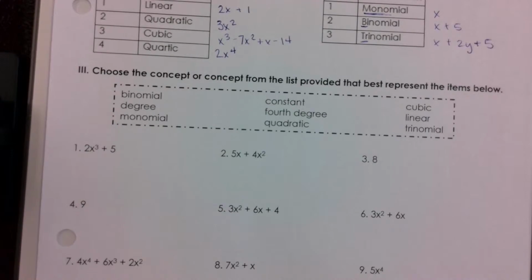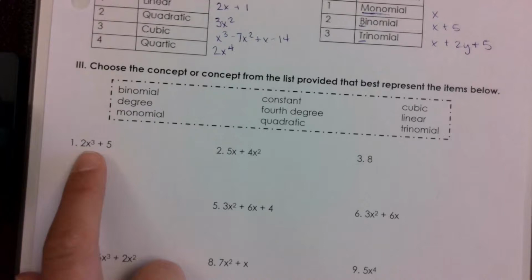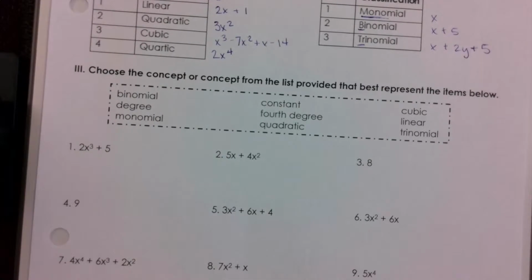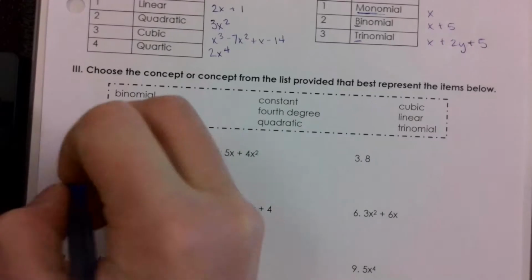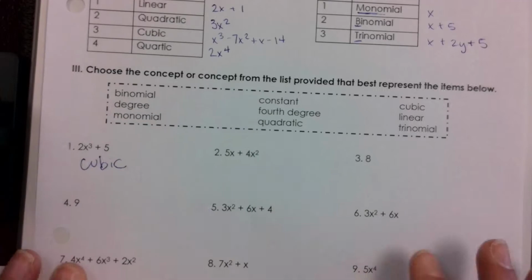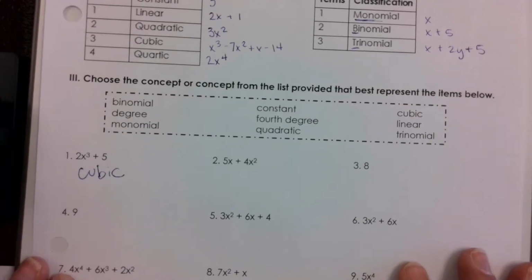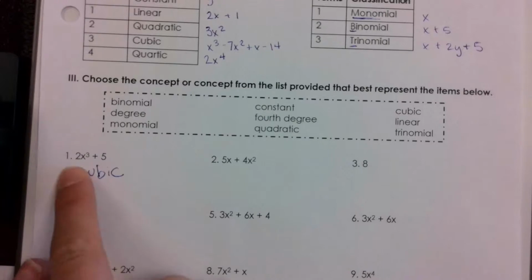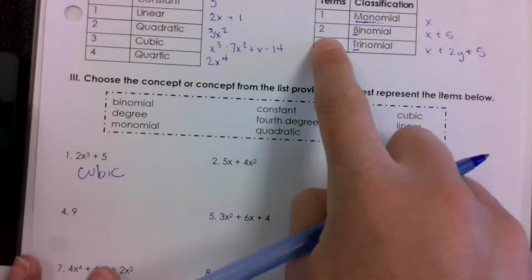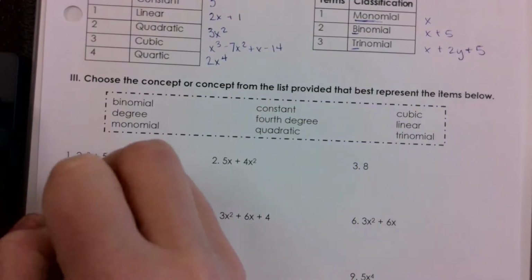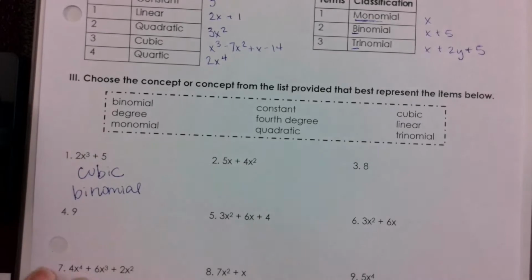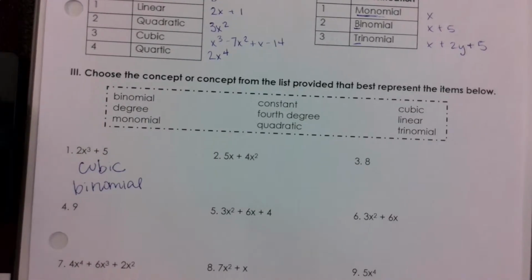We'll try it. So for number 1, based on the degree, what is your degree there? It's the highest exponent we have on number 1. 3. So if the highest exponent is a 3, it's degree 3. What do we call it? Cubic. How many terms do we have there? 1, 2. 2 terms. So if you have 2 terms, what do we call that? Binomial. Questions on that one?